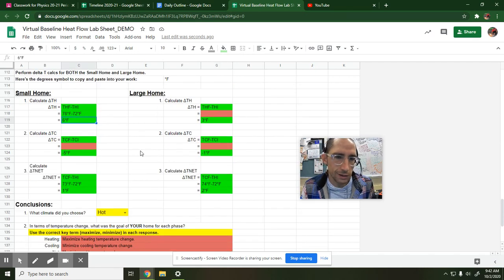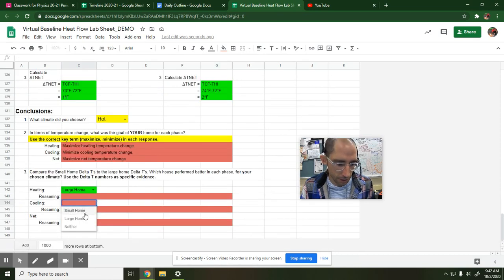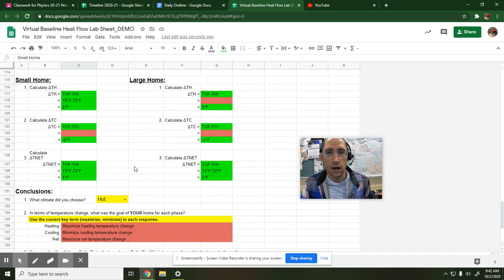Cooling. Technically, the small home did a better job there. It lost more heat. It lost 5 degrees, and the large home lost only 1. Small home did better there. Net temperature change. In a hot climate, remember, your goal is to minimize it. Ideally, the best net temperature change you can have in a hot climate is 0. So which house got closer to that? Which house heated up less overall? The small home went up overall by only 1 degree, and the large home went up by 2.